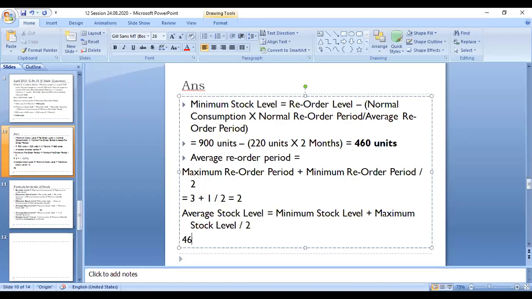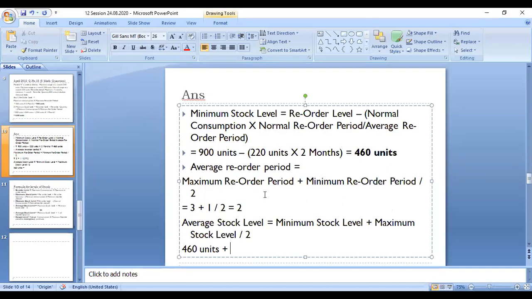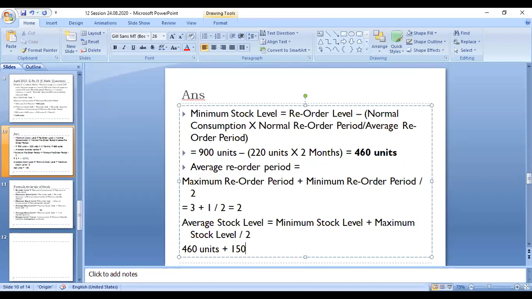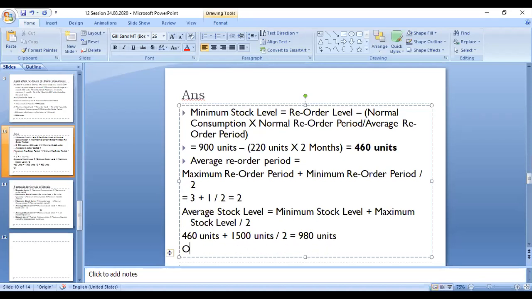That is 460 units plus maximum stock level. That answer is calculated in the previous one, 1500 units. So 1500 units, if you are putting up the total divided by 2, that answer will be 460 plus 1500, 1960 divided by 2, that's called 980 units.